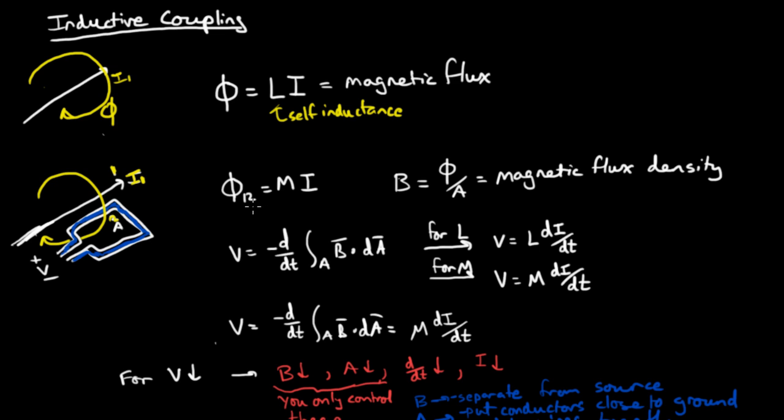And what we have is a certain amount of flux that is contained within the area defined by this current loop. That flux, phi sub 1,2, the flux from circuit 1 in circuit 2, is equal to M times I, where M is the mutual inductance.